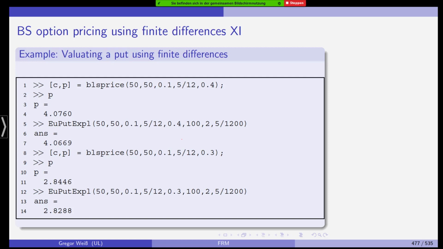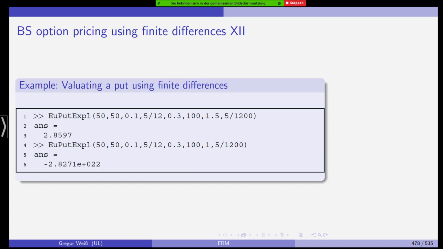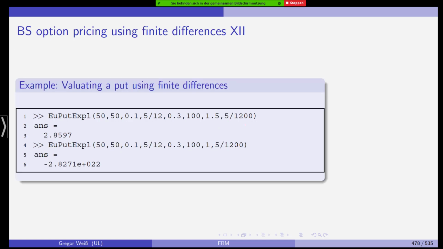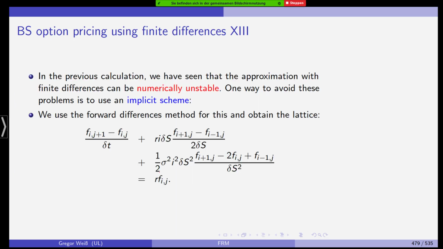Slightly different option, again 2.8446, 2.8288, same thing here. And a third example, Black-Scholes price, actually, no, that's actually the same one here, but slightly different parameters. You suddenly see that the price explodes. Well, this is not without potential errors. And in this case, actually, the approximation using finite differences in some cases can be numerically unstable.